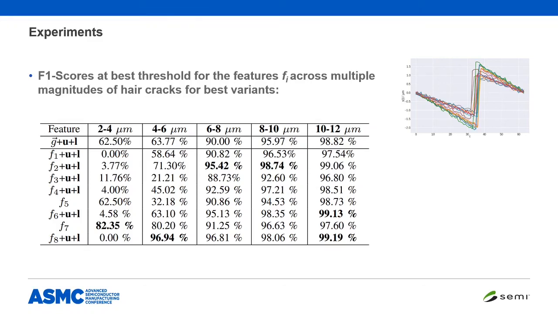Surprisingly, feature variant 7 even achieves quite impressive results for 2 to 4 micrometer hair cracks, which are already very close to the noise level of the device. But there seems to be a trade-off between detecting very small hair cracks and the overall detection performance of the network, since variant 7 does not perform that well for the other magnitudes of hair cracks. Therefore, it is a design decision on whether the network is specialized on detecting very small hair cracks or achieving a good overall detection performance.